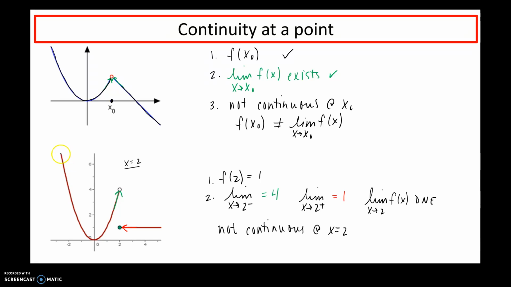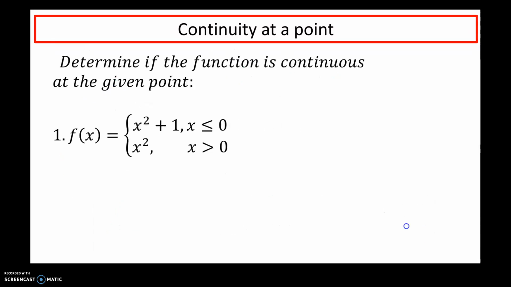On this second example, same deal. I have this upward facing parabola. I have to stop at that hole, and then I have to jump down to the other piece of the function. So it's easy to see graphically where discontinuity would exist. What I need you to understand is how to prove it algebraically, and that's the three-step definition.